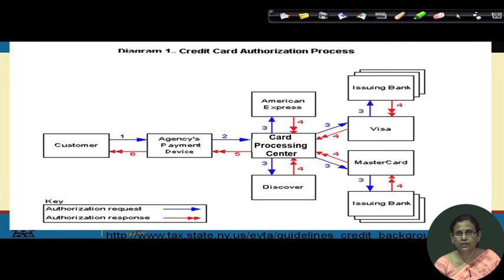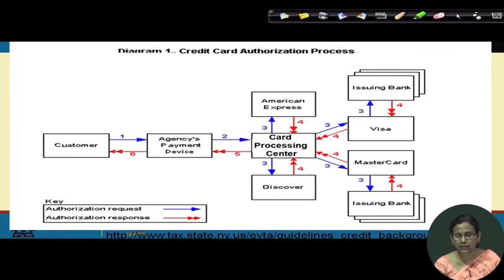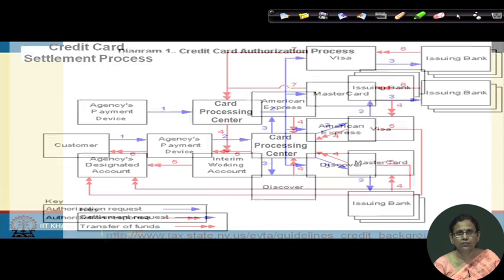As I was telling you, there are some systems in which the card companies themselves directly pay the agency, like American Express etc. But there are companies like Visa and MasterCard, where the credit information will go to Visa, Visa will now connect to the issuing bank, and it will send back the authorization response.